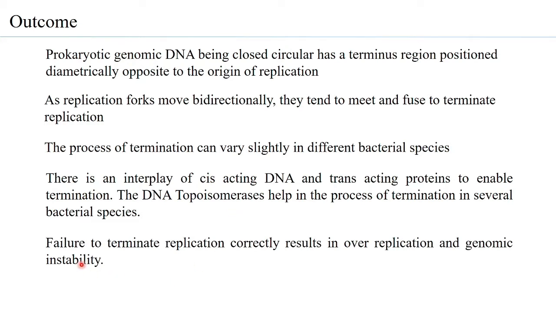What is very important to note is this, that if termination of replication does not happen correctly, then it can lead to what is called over-replication. That is, more of the DNA is going to be replicated than is needed. And if that happens, that can lead to genomic instability. So instead of getting two daughter cells with exactly identical copies of DNA, you may not have exactly identical copies formed, and therefore that can lead to genomic instability. Therefore, it is imperative that termination of replication happens correctly, and so whatever regulation and control has to happen at this region should happen.